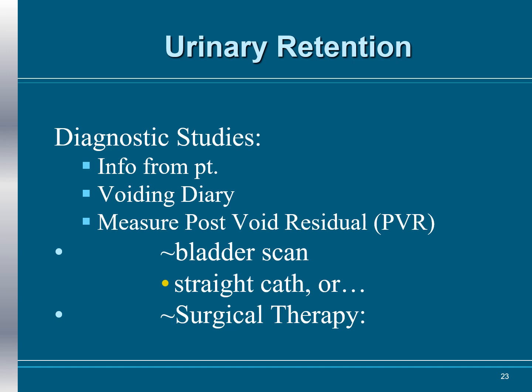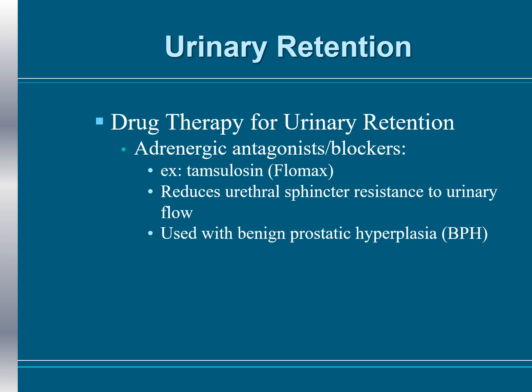Sometimes we need to do surgical therapy, which treats the cause of retention, such as enlarged prostates. Sometimes they need stents. There can be a lot of different surgeries to prevent this. Drug therapy for urinary retention. Big one is alpha-adrenergic antagonist blockers. The big one, Flomax, reduces urethral sphincter resistance to urinary flow and helps them be able to void. It is used a lot with men with BPH.